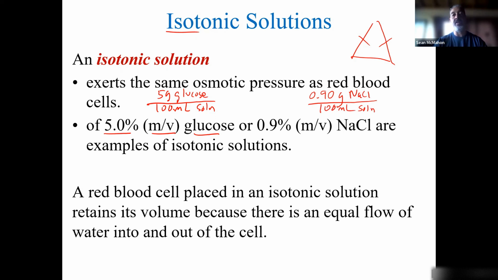So a red blood cell placed in this solution keeps its volume. Why? Water doesn't flow in or out to a greater extent. Now, because it has a semi-permeable membrane, water can flow in and out, but it's going to go in equal movement. There's not going to be a pull in either direction. So it basically maintains its size.